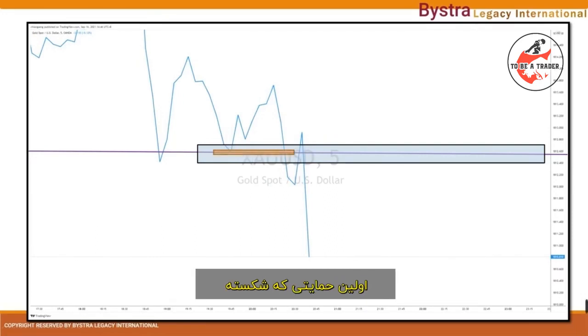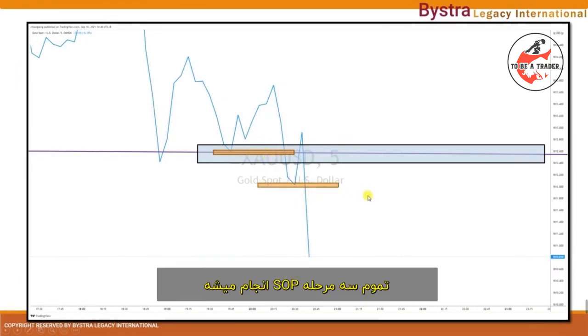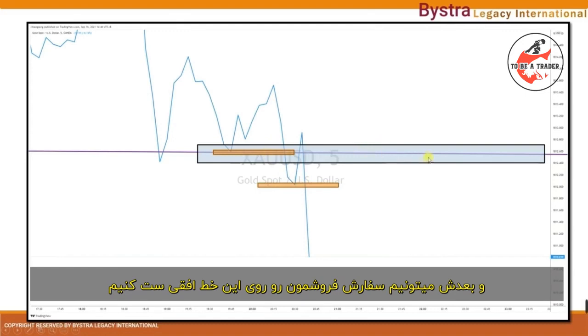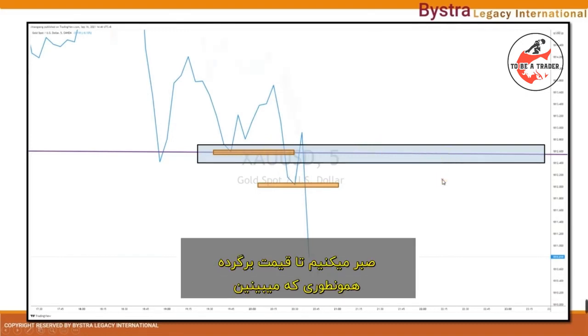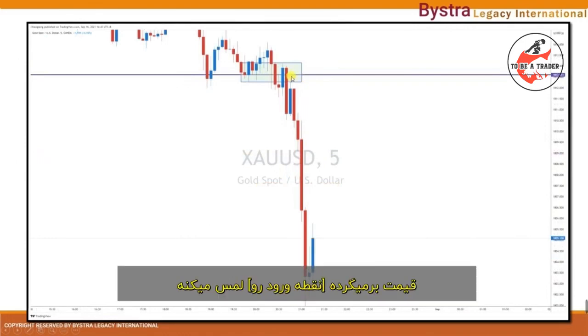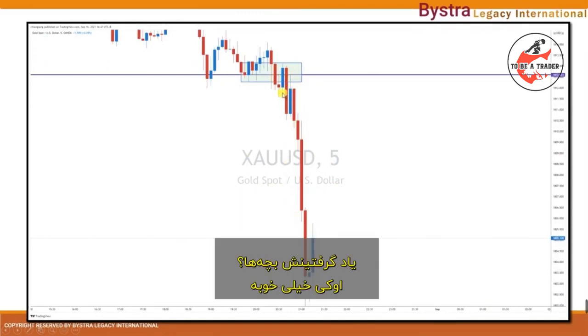So we have the first support that it broke, second support. So once it broke two supports, it met all of the 3 SOP. We then can set our sell limit in this horizontal line. So once we set the sell limit, we wait for price to come back. As you can see, price comes back, touches, and continues on the downtrend. And this time, price goes down very far. All right, you get it, guys?